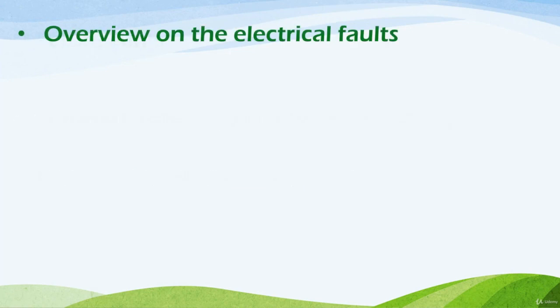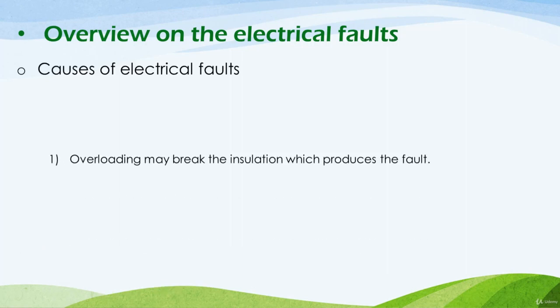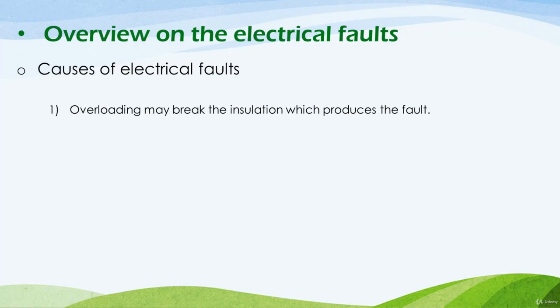So let's go ahead. If we need to talk about the causes of the electrical faults generally, the first popular cause is the overloading condition, which is a great increase in the current absorbed by the load that may produce a failure in the insulation of the conductors. So once the insulation of the conductors or the insulation between the different phases has been broken, this produces a fault as a short circuit between the different phases, as we illustrated in the previous tutorial.